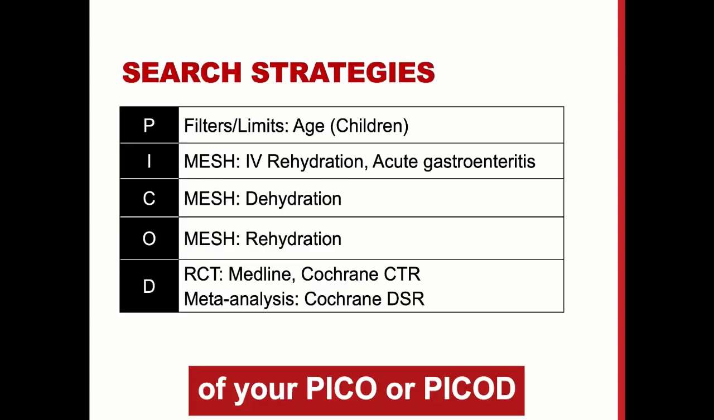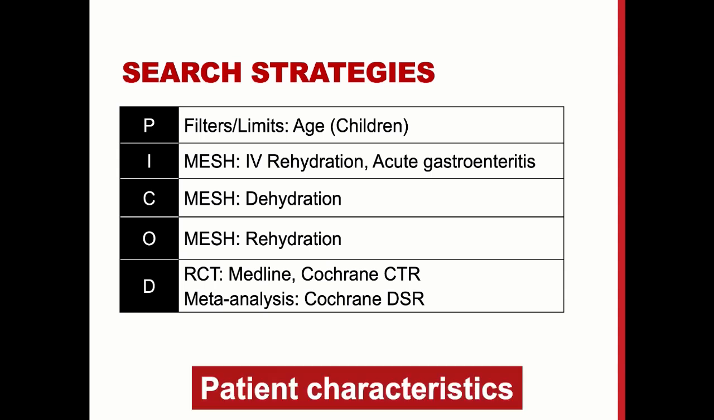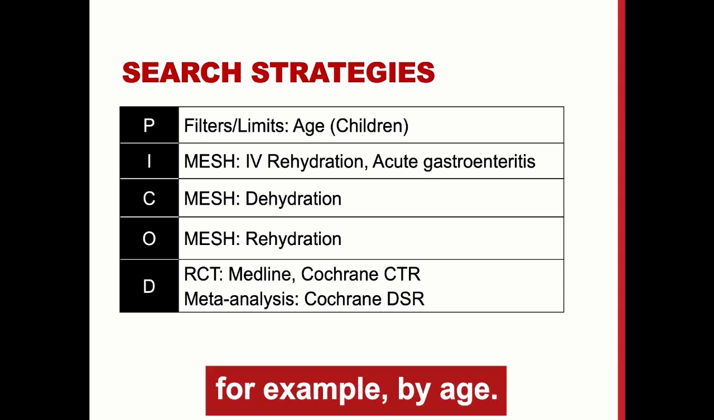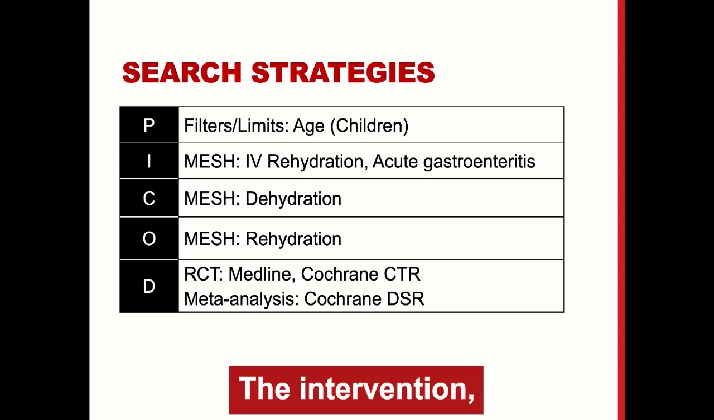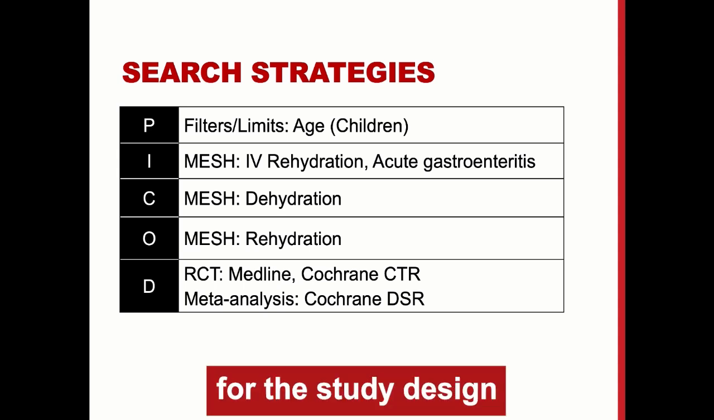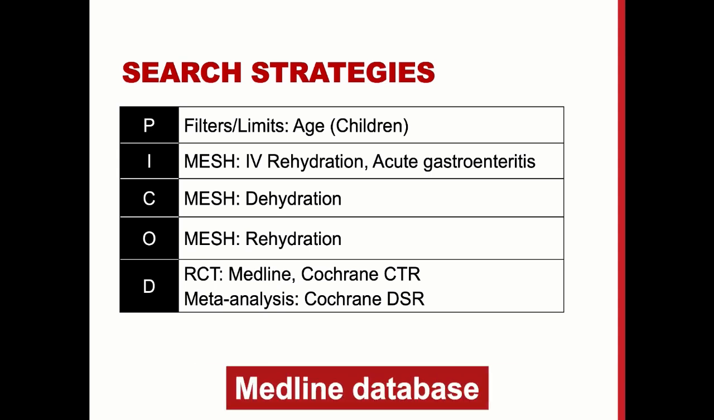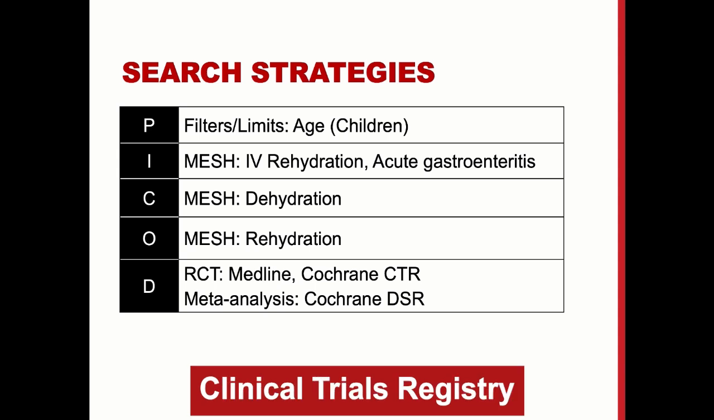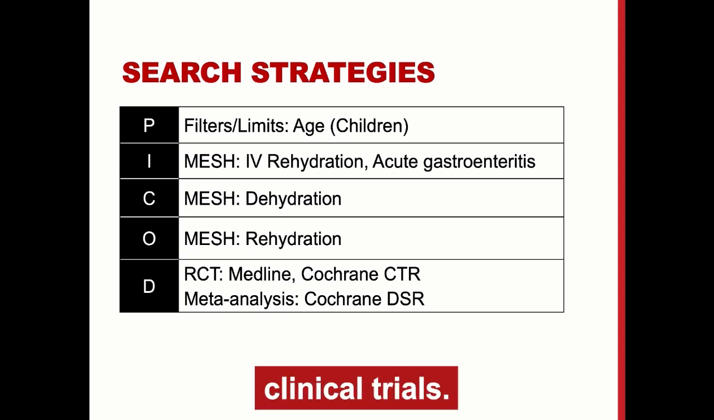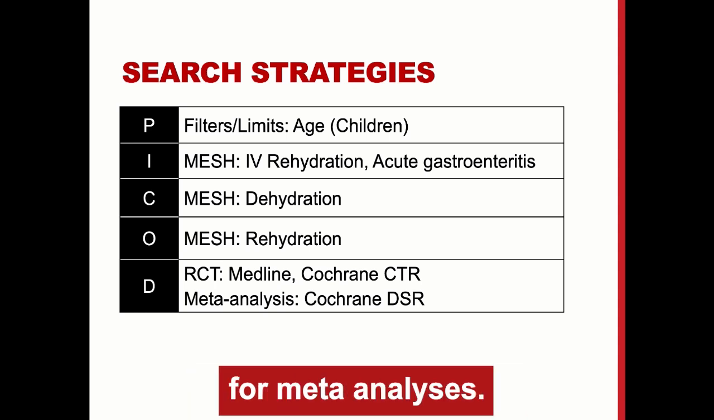The elements of your PICO or PICOD question can be used as search terms. Patient characteristics can be filtered or limited, for example, by age. The intervention, control, and outcomes can be searched as medical subject headings or text words. You can also search for the study design that would best answer the question and in the databases most likely to contain the answer. In this example, we would search the Medline database or the Cochrane Clinical Trials Registry for randomized clinical trials. In addition, we could search the Cochrane database of systematic reviews for meta-analyses.